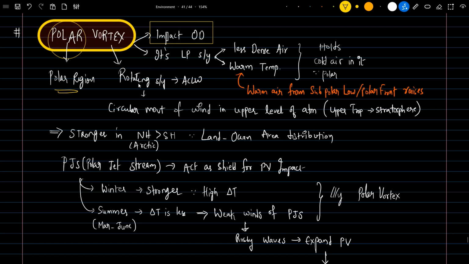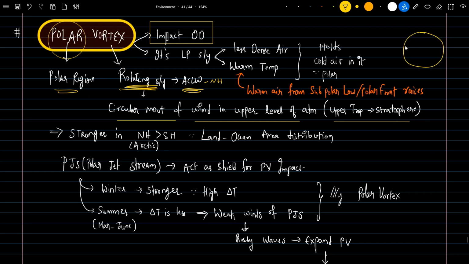And what does vortex mean? Vortex is nothing but a rotating system. Here the rotation is happening in an anti-clockwise direction in the northern hemisphere, whereas in a clockwise direction in the southern hemisphere. So what is a rotating system? It is simply a circular movement of wind in the upper level of the atmosphere. This polar vortex happens in the upper troposphere or tropopause and extends until the stratosphere.